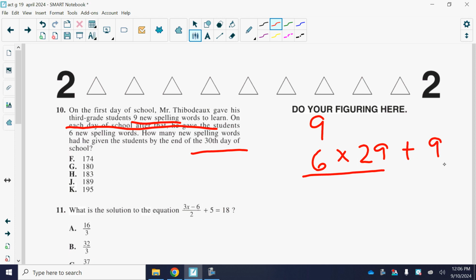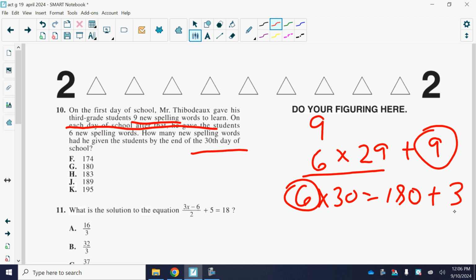Another cheater way would have been to just go 6 times 30, which is 180, and then realize, oops, I got 9 words the first day, not 6. So you could add 3 and get 183. I'm always for cheating when you can get away with it.